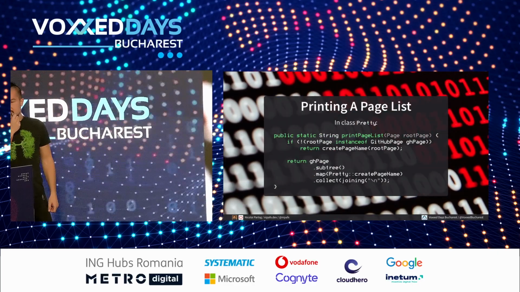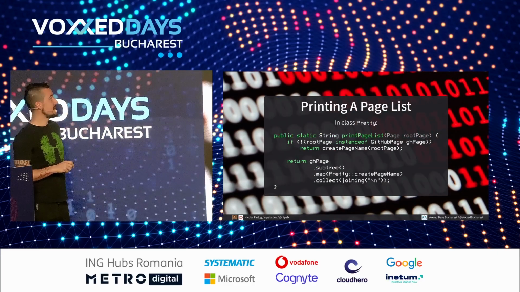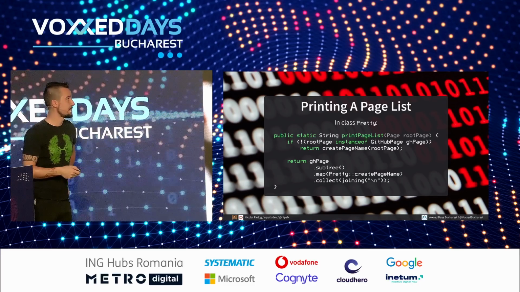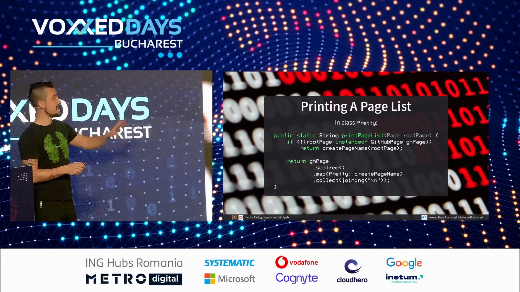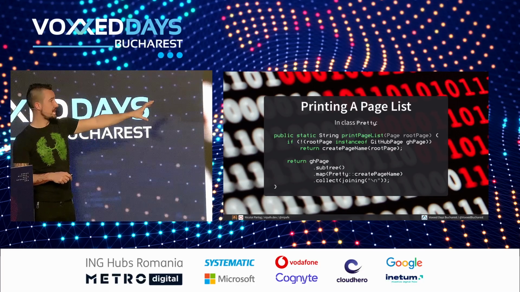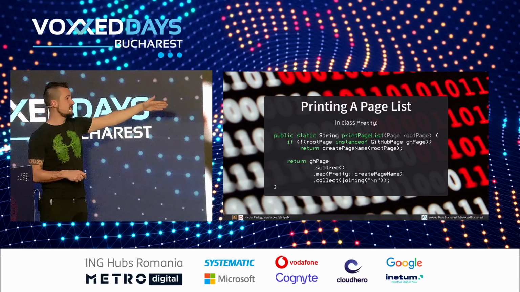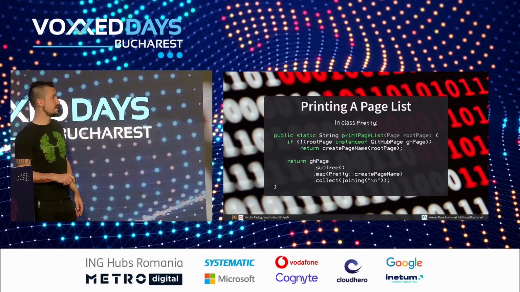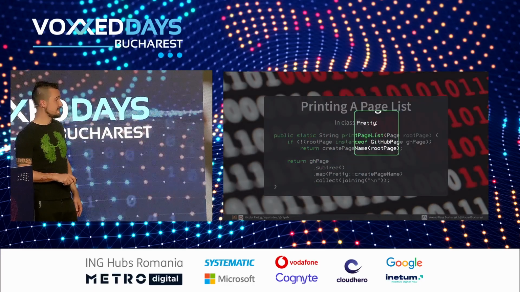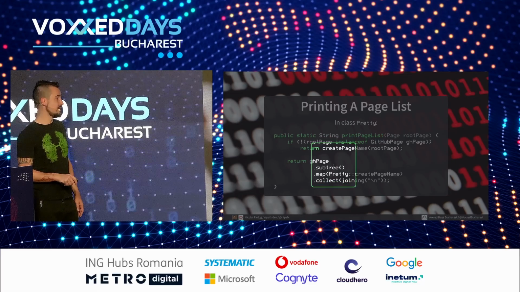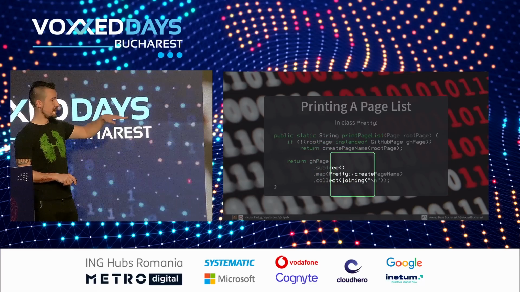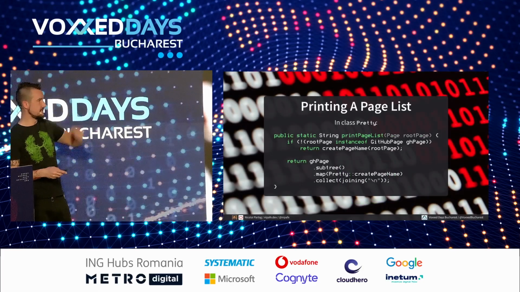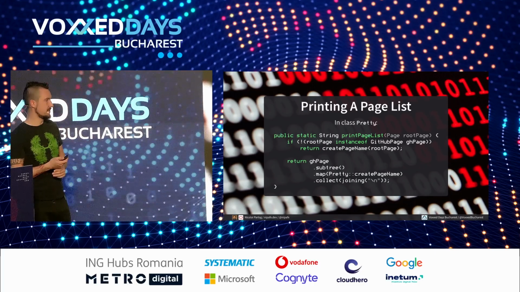Okay, now let's go to the class pretty, which is in charge of printing a page list. It works very similarly. Once again, it's a static method that gets the root page, and then it makes this distinction, is the root page actually a GitHub page? And if it's not, then we just create this page name for the single page. But if it is, then we go through the entire subtree, create a name for each of the individual pages, and then we put those together with new line characters to create a list of these things. So again, the important part happens in create page name.